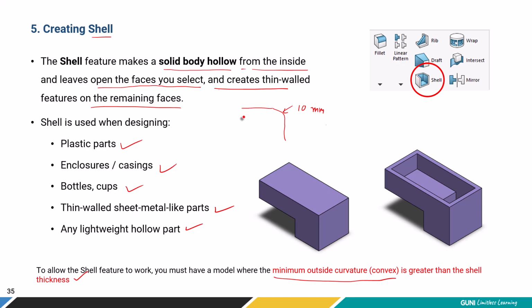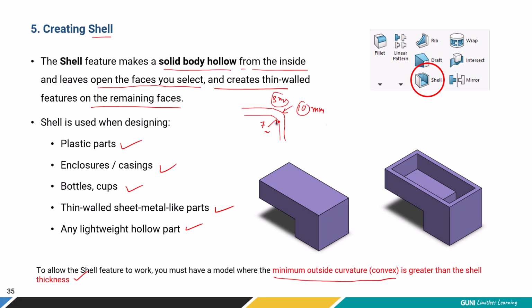Now I'm going to create the cell feature. I'm going to apply the cell feature with a wall thickness of 3 mm. So 3 mm will be left out, and the inside radius which will be created will be of 7 value because 3 is deducted.